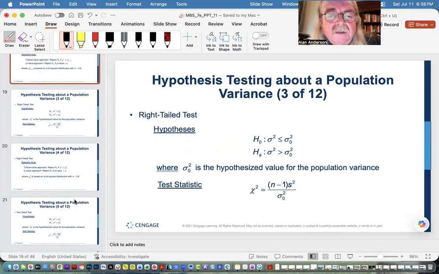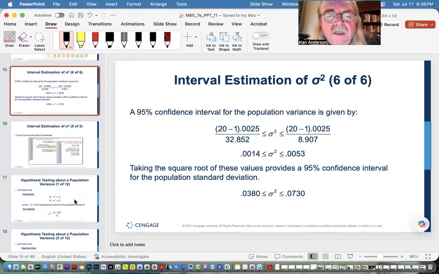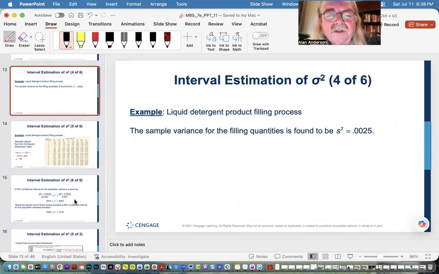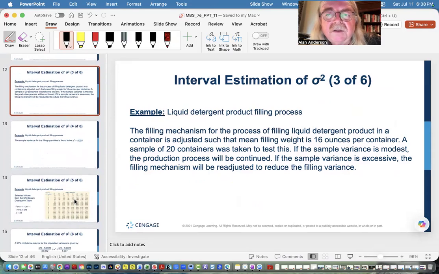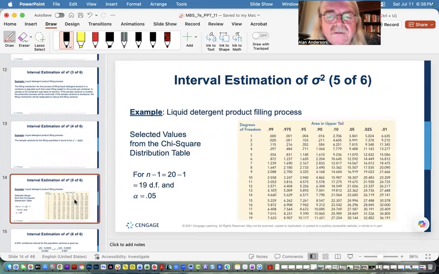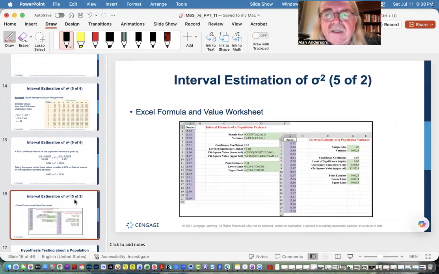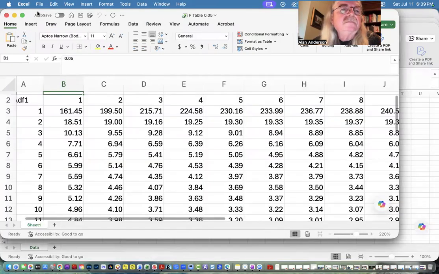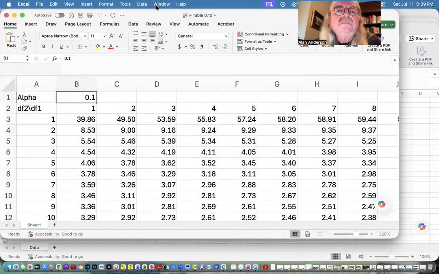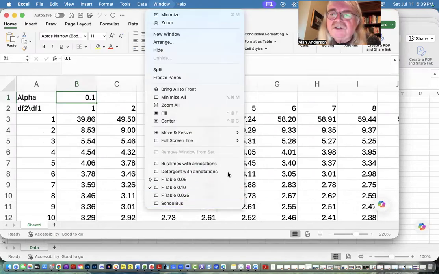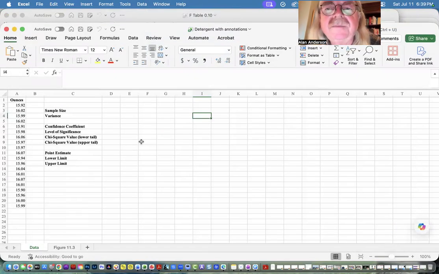So the first one, if you remember, this is the confidence interval for the liquid detergents. And we did it already with a calculator, but let's try it with Excel. All right, here we go. So the spreadsheet for this one is called detergent with annotations. The annotations means that I had to do all the typing. Okay. So here's the data.